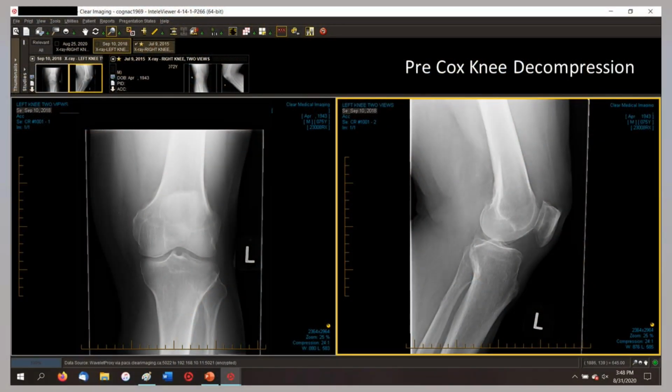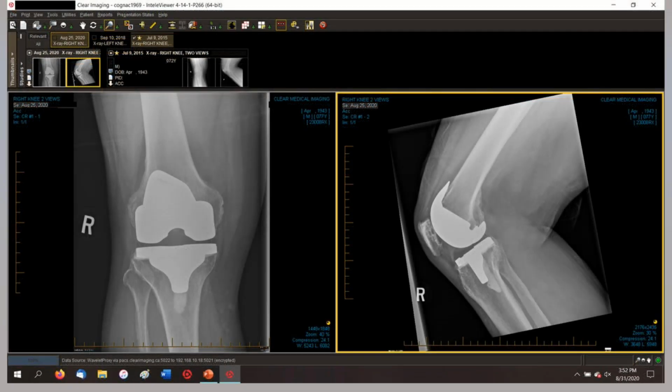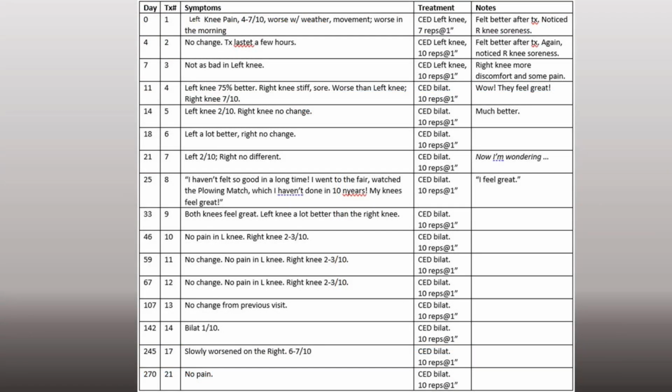The next x-ray shows what his left knee looked like right before we started to treat him. And this was an x-ray done just recently because of complaints of right knee pain and discomfort. So when we look at the chart, on his first day of treatment, we treated the left knee only, and he felt immediate improvement. But he said the right knee was sore. He came in for his second treatment 4 days later.